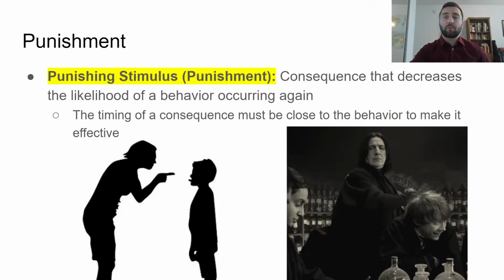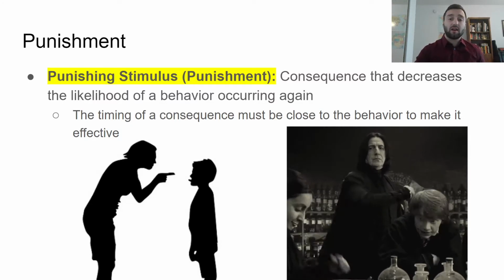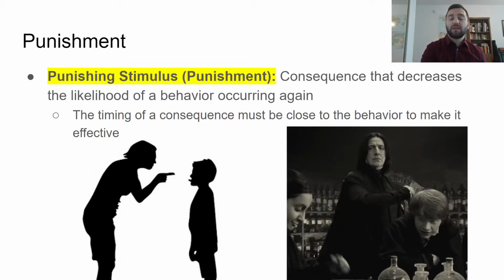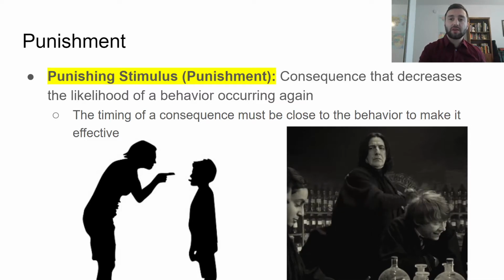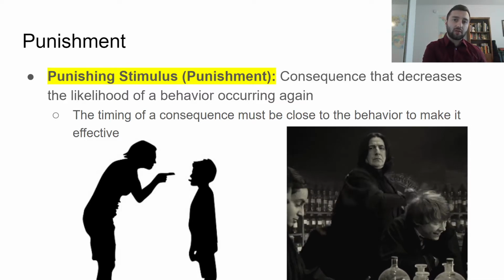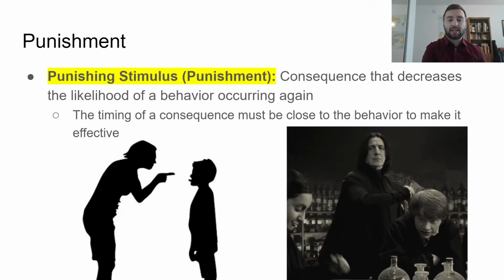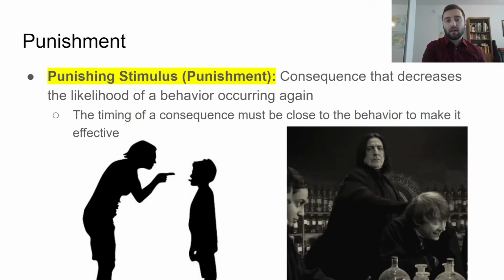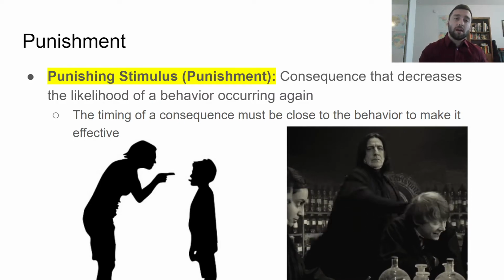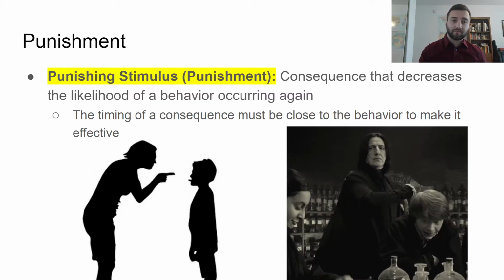Our next piece is punishment. On the other side of reinforcement, we have punishment. A punishing stimulus, or punishment, is a consequence that decreases the likelihood of a behavior occurring again. You can think of it as the exact opposite of reinforcement. Reinforcement increases, punishment decreases.